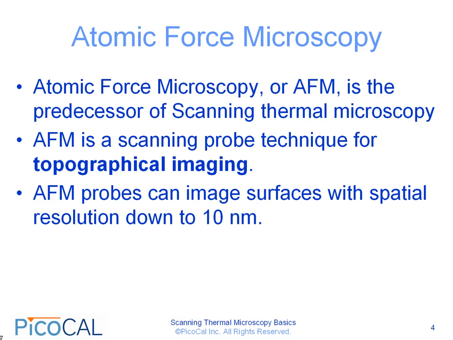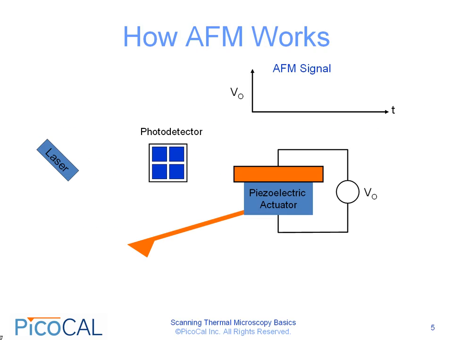In order to understand scanning thermal microscopy, we must first understand its predecessor, atomic force microscopy. AFM, as it's better known, is a scanning probe technique for the topographical imaging of samples. AFM probes can image surfaces with spatial resolution down to 1 to 10 nanometers. This slide shows how atomic force microscopy works. The basic idea behind AFM is to raster scan a sharp tip across the surface of the sample, essentially feeling out the topography of the sample.